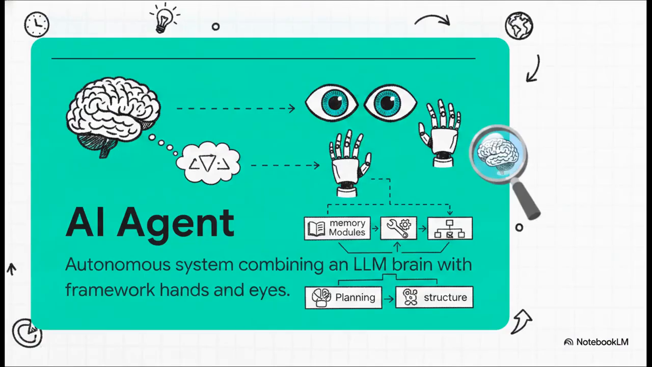So the absolutely crucial thing to understand here is that a large language model by itself is really just the reasoning engine. It's the brain. It's brilliant, sure, but it's totally isolated. But when you embed that LLM inside an agent framework, everything changes. It gains the ability to interpret real-world information, formulate actual actionable plans, and interact with its environment to achieve specific goals. The framework basically acts as the hands and eyes, equipping that brain with memory modules, tools, and a structured way to plan.